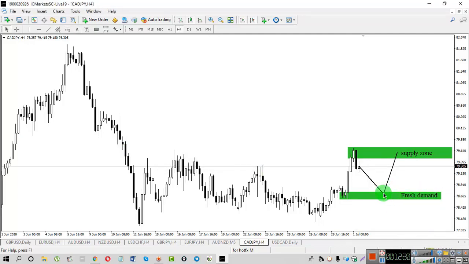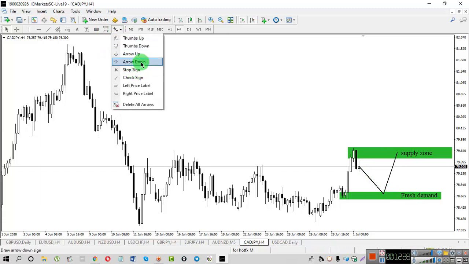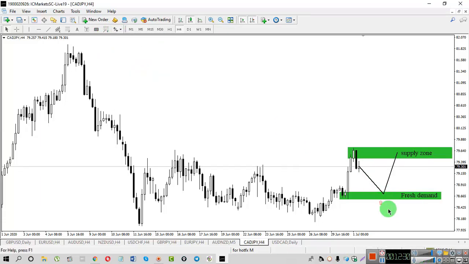We have a fresh demand zone here and supply zone here. If market continues its move to this zone, we will buy this market from this fresh demand zone, and our final target should be this supply zone. So this is overall analysis for the CADJPY.